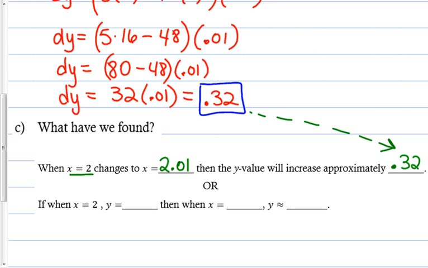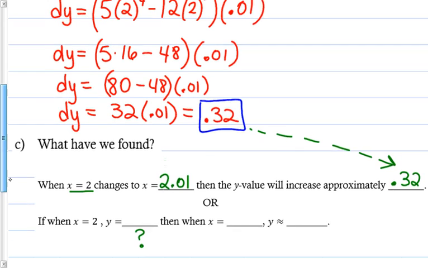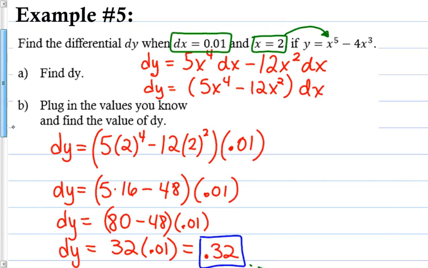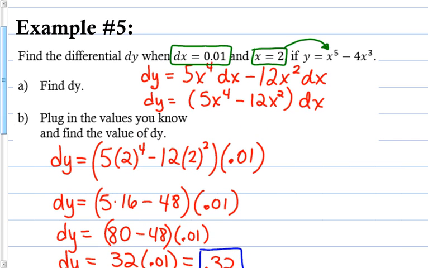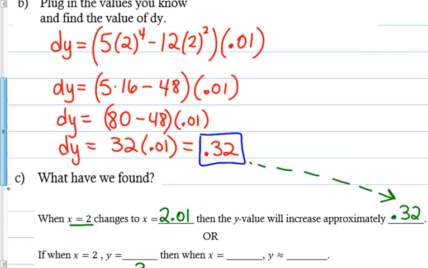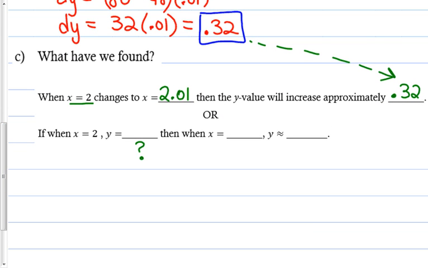Okay, so in other words, when x equals 2, y equals... oh, look at that, I need to know what y equals. Remember what I said? If I needed y, all I have to do is take my 2 and plug it into the equation. So when you plug the 2 into the equation, you get 32 minus 32. So y is 0. All right, so back down over here, when x equals 2, y equals 0.